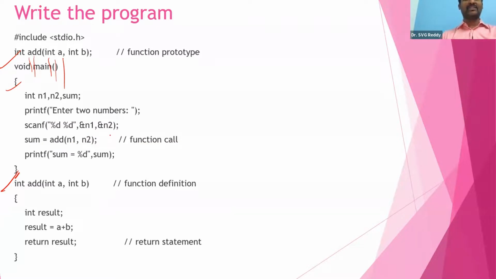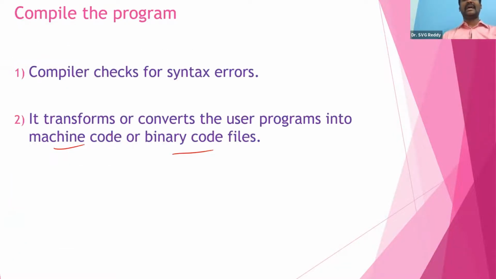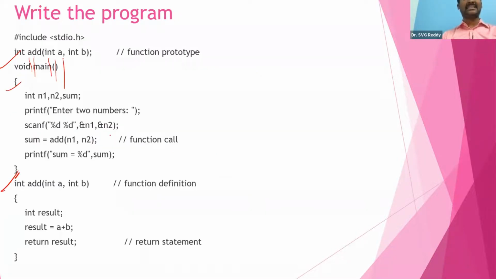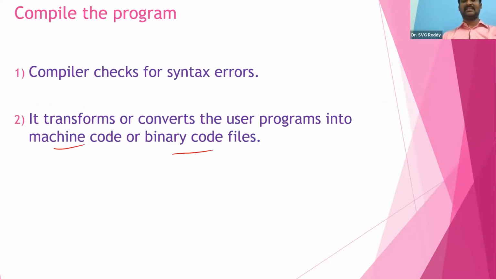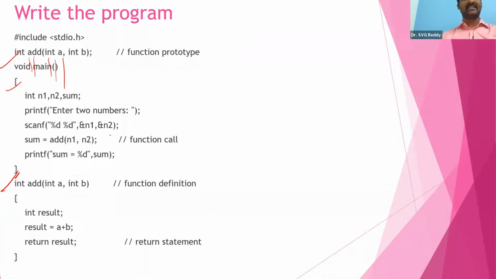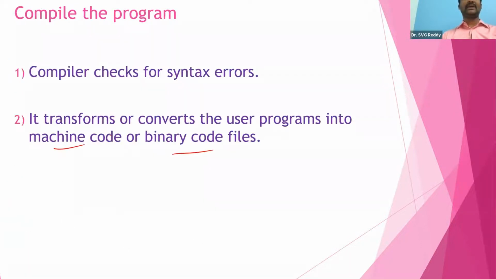So that's the reason in the compilation, after checking the syntax errors, after parsing all the tokens and symbols, it converts this program add.c into add.exe or add.obj. So that is your compilation. Add.c is converted into add.obj and add.exe after clearing all the syntactical errors. Okay, that is your compilation phase.